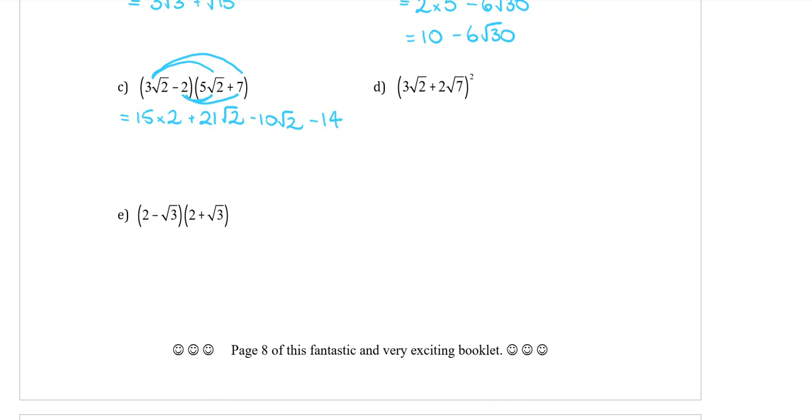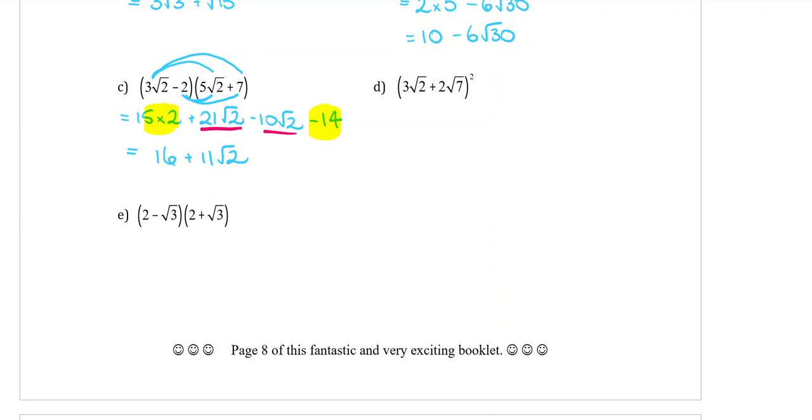Okay, the terms that will go together are 30, so we have 30 here, take away 14, that makes 16. And then we have some like surds. 21 take away 10 would be a positive 11 root 2.